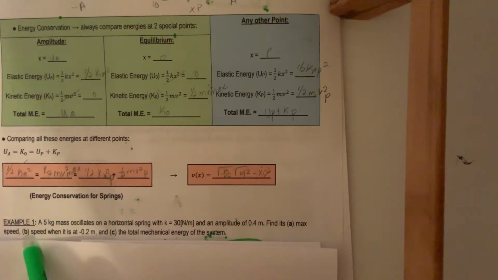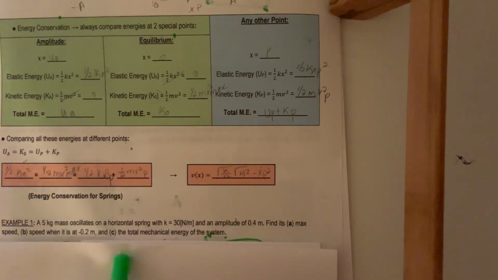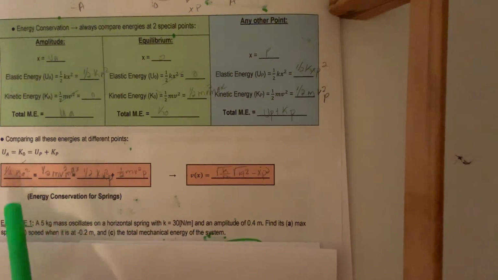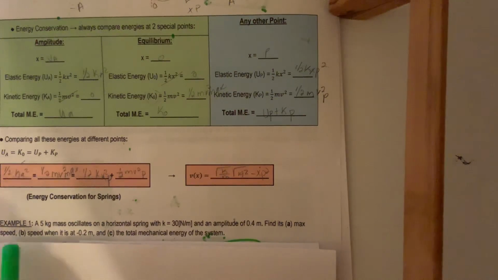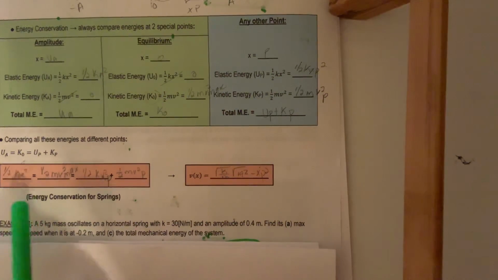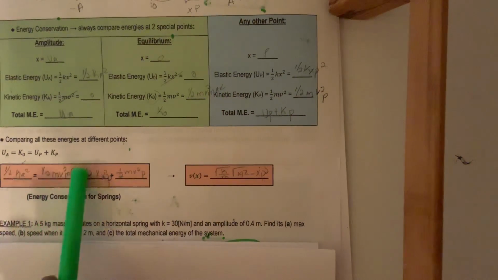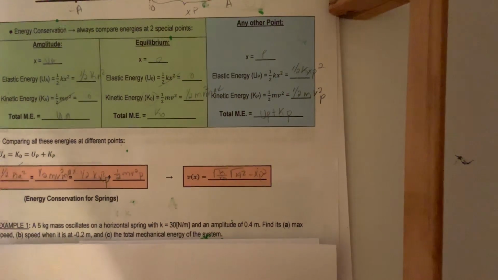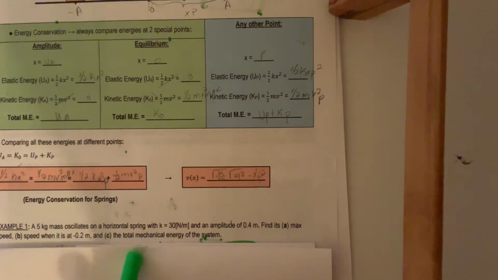When we're talking about the speed at a position, we're going to use this formula. And for the total mechanical energy of the system, we're going to use, with the given information, any of these, and that's going to give you the same result. If I plug in the numbers that they give for k and A, and for A and v max, they're going to be the same. If you want to try, you'll see that you get the same result, and that's going to be your total mechanical energy.